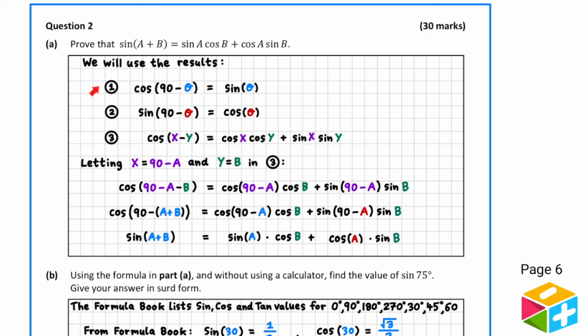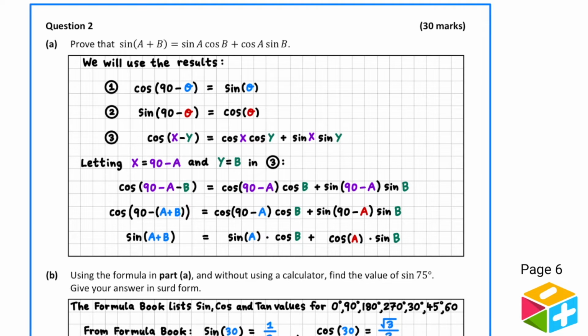Firstly, cos of 90 minus theta is equal to sine of theta. Second, sine of 90 minus theta is equal to cos of theta. And third, cos of x minus y is equal to cos of x times cos of y plus sine of x times sine of y.